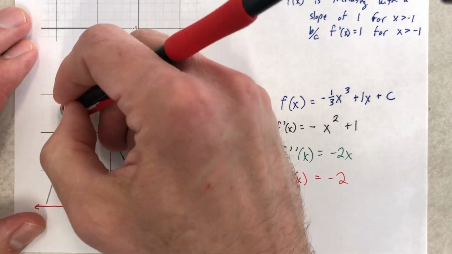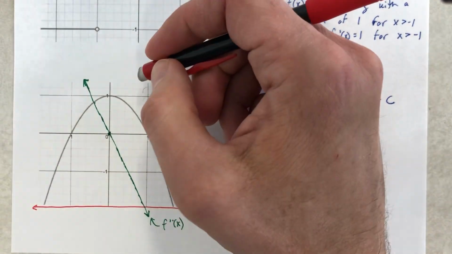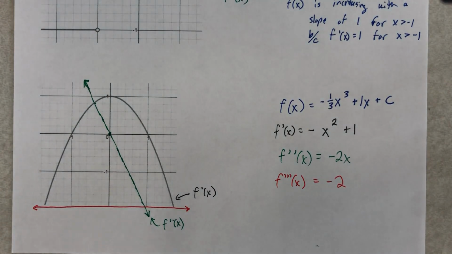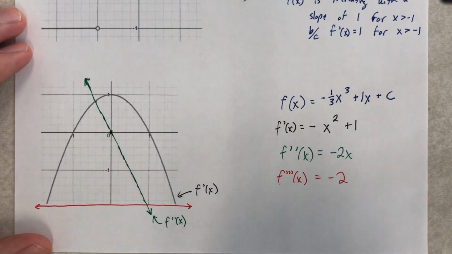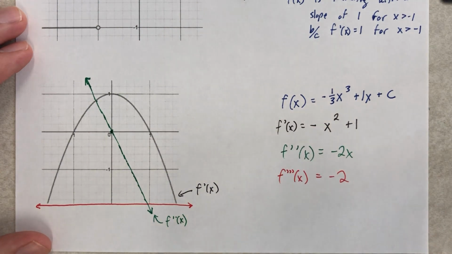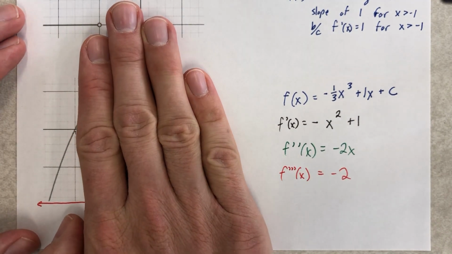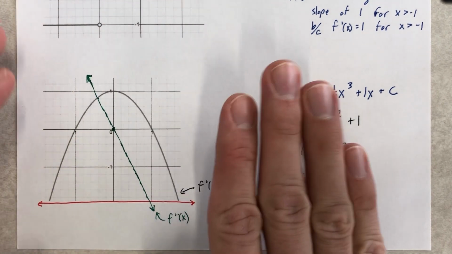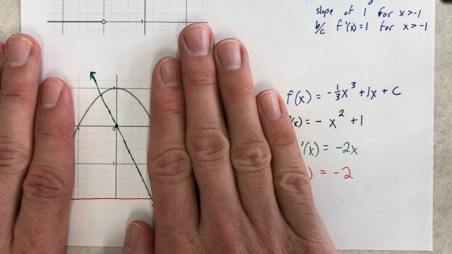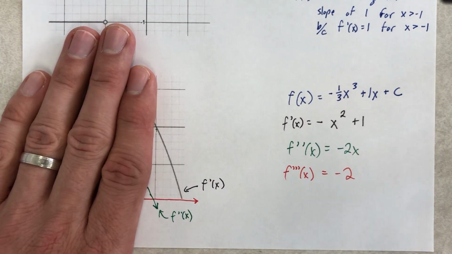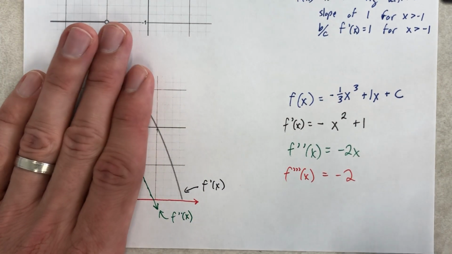Let me erase some stuff. The original function, oh, check it out. I hadn't even graphed it yet, and I'm so excited. The original function, f, will be decreasing on this interval because its derivative is negative, increasing on this interval because its derivative is positive, and decreasing on this interval because its derivative is negative.